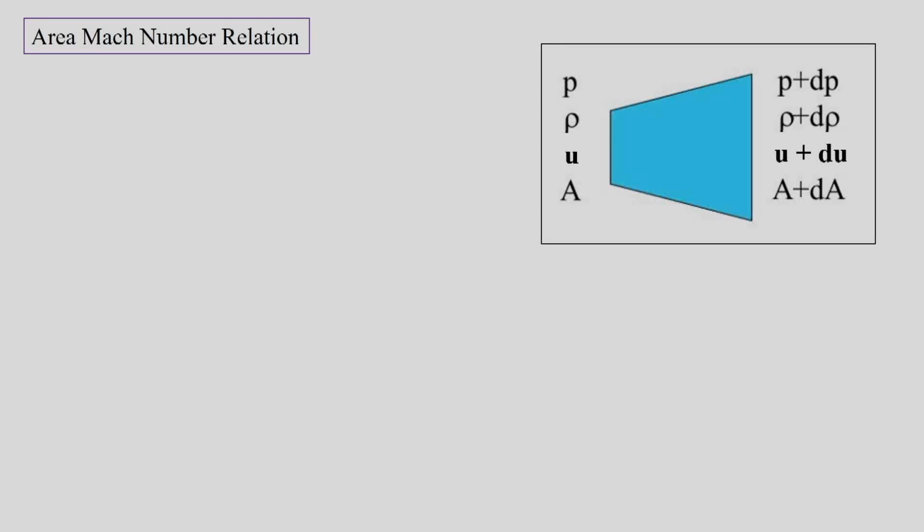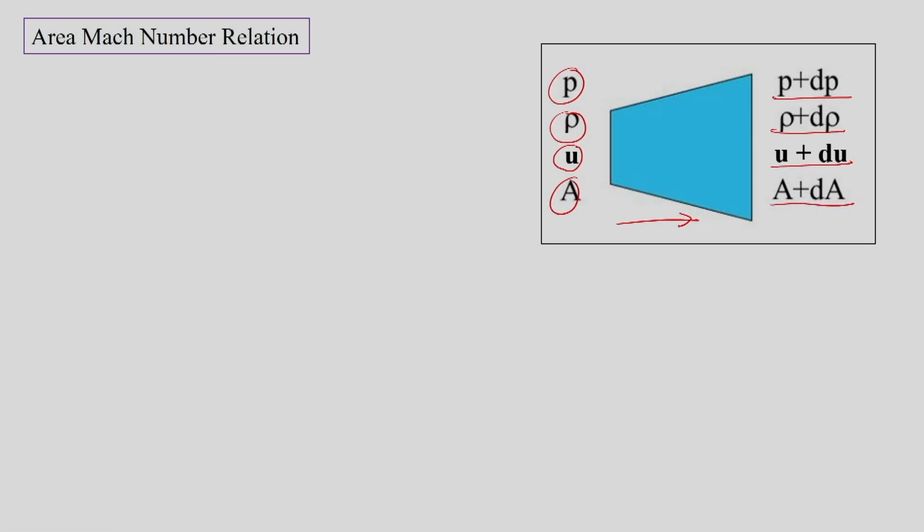Now, let us try to find an expression for the area and Mach number relation. Let us consider a duct having area A at the inlet, which receives fluid flow with velocity u, density rho and pressure P. However, in the direction of the flow, the duct has varying area such that at the outlet we have u plus du, rho plus d rho, P plus dP and A plus dA.